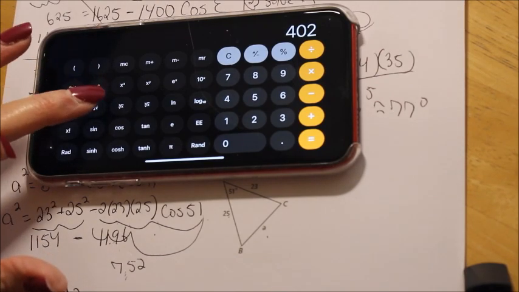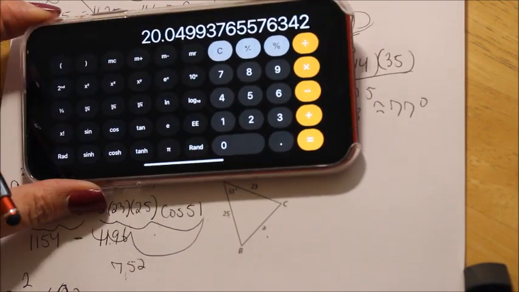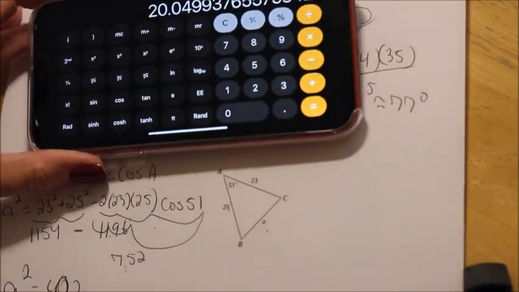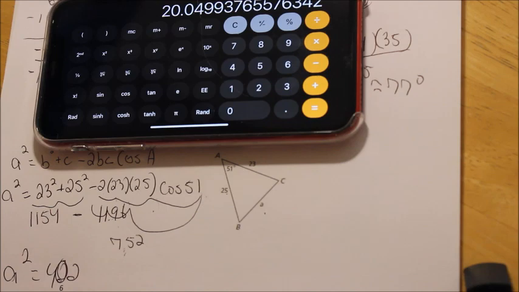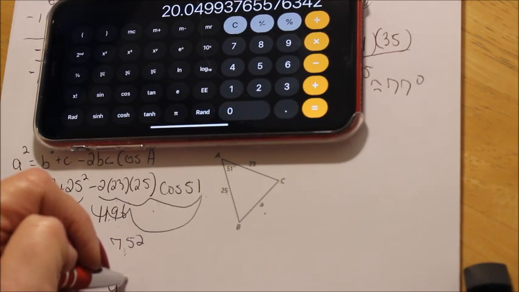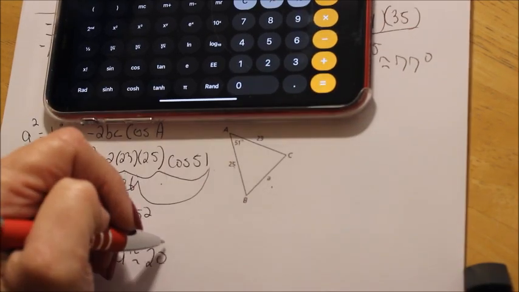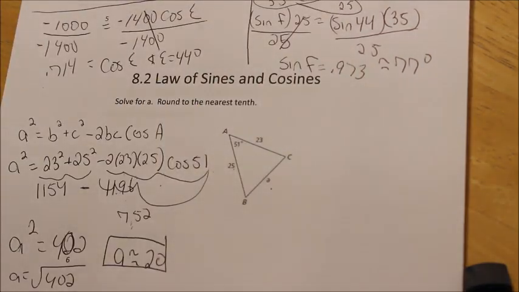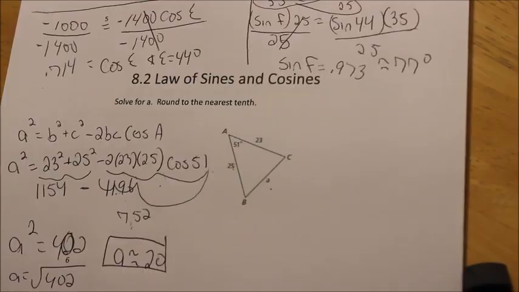which is right here, and I get about 20.04, and they want us to round it to the nearest tenth. Well, that would just be 20.0. So A is approximately 20. Okay, there you go. All right.